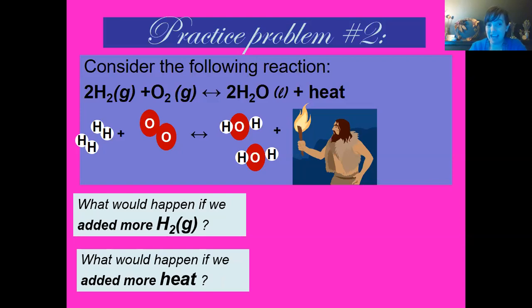What would happen if we added more heat? Well, in this case, heat is a product. So if you add heat, according to Le Chatelier's principle, the system will respond by trying to remove that stress. So adding heat or changing temperature is a stress. To get rid of the heat, the system will respond by reacting in the reverse direction. So heat and water will react to make H2 and O2. So it'll speed up in the backwards direction, or in other words, the system will shift to the left if you add heat.